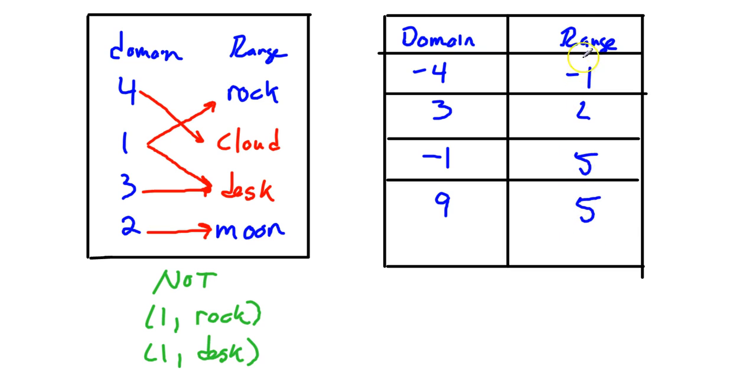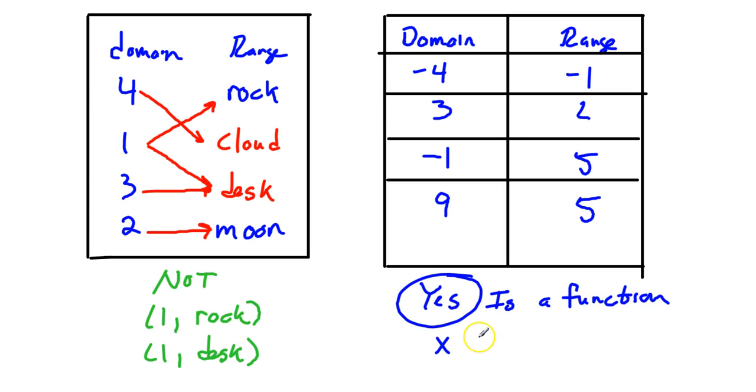For this one, again, you don't really care what's happening in the range. You could take every single number here and make all these out to be 5s. But -4 goes with -1. The 3 goes with the 2. The -1 goes with the 5. The 9 goes with the 5. Nothing repeated. So that one would be yes, it is a function, because none of the x repeat. Over here, the 1 repeats, so that makes it not a function. So whenever you're doing these, you can only have one x value for everything that goes with it.